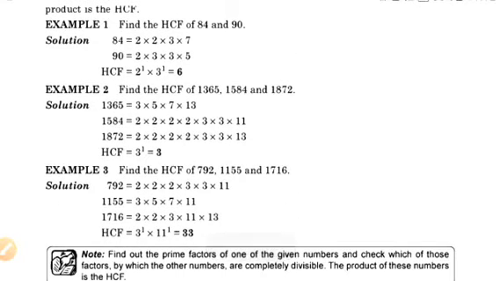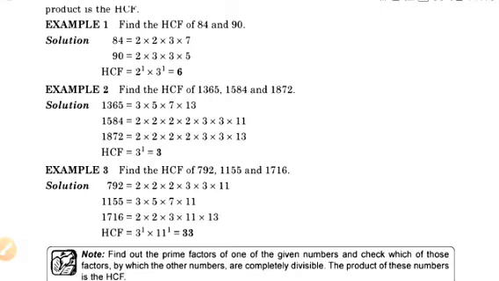Now in the second example we are asked to find the highest common factor of three numbers, that is 1365, 1584 and 1872. First of all we have to find the prime factors for each of these given numbers. The prime factors for 1365 are 3, 5, 7 and 13, and 1584 is the product of factors 2, 2, 2, 2, 3, 3 and 11: 2 four times, 3 two times and 11 once. And for 1872 the prime factors are 2 four times, 3 twice, and then 13.